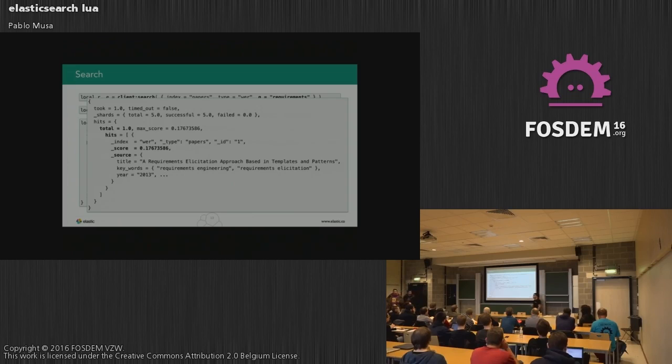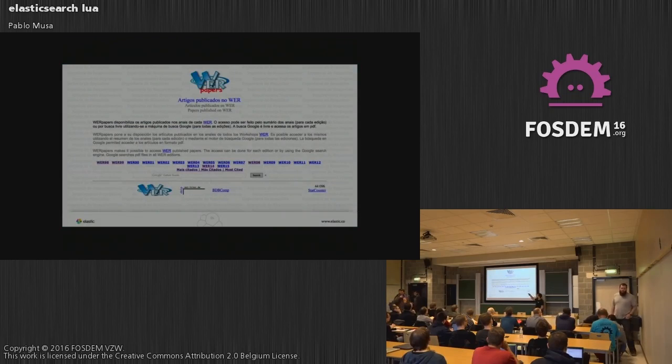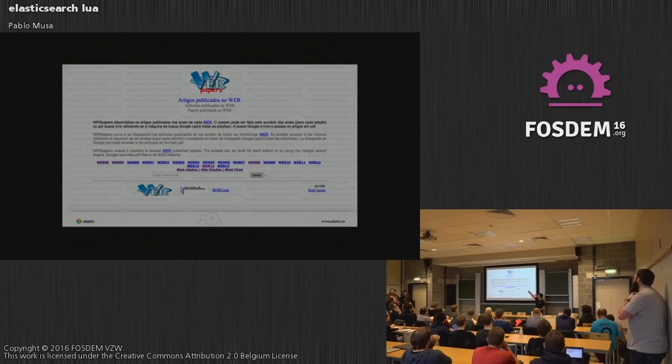All right? Okay, but why use Elasticsearch? What is the motivation behind it? Why would you start using Elasticsearch and play around with it? So I used to work on this website at PUC in Brazil, at the university. And this is basically a website with all the papers, all the publications for the engineering requirements workshop. All right?